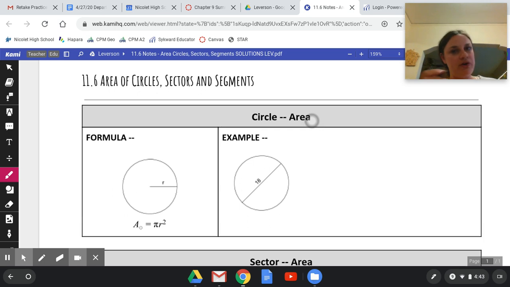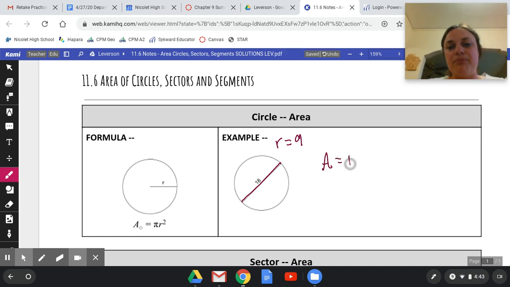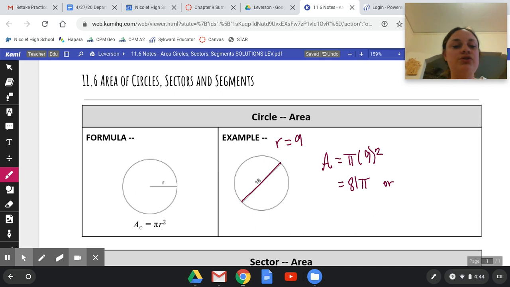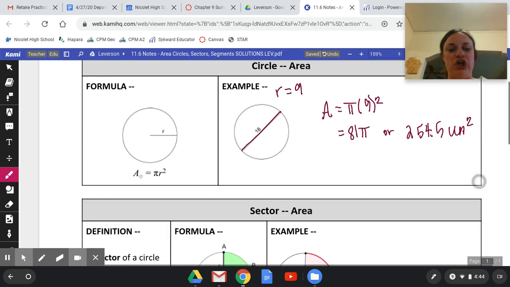First of all, quick review. You guys already know how to do this. Finding the area of a circle. It's pi r squared. So in my example, I'm given 18 is the diameter of the circle. So my radius would be equal to half of that, which is 9. So to find the area of the circle, I just take pi times r squared, which would be 81 pi as an exact answer. And I can also multiply this out in my calculator, and I would get 254.5 square units. Here's my answer for the area of that circle.